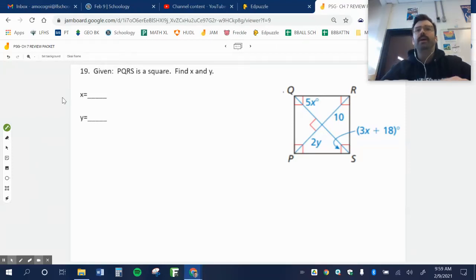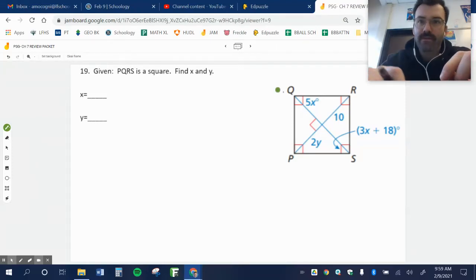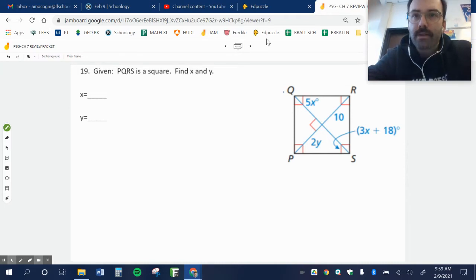All right, back to it. So we got PQRS is a square, find X and Y. Well, in a square, remember, a square is a super shape. That tells me all of these angles are going to be congruent here.